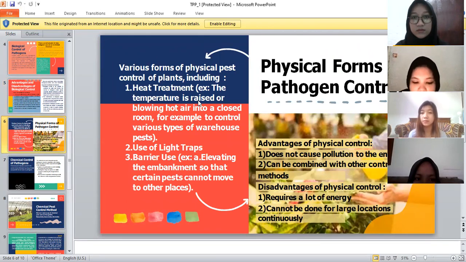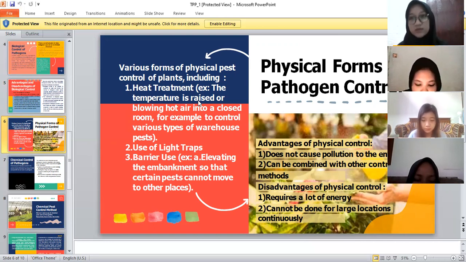Physical control of pathogens. Physical control is a pest control action that uses physical factors such as raising the temperature by burning, lowering the temperature by flooding, solarization, trapping lights, and regulating lights and sound. Physical forms of pathogen control. Various forms of physical pest control of plants, including number 1, heat treatment. For example, the temperature is raised or hot air is blown into a closed room, for example, to control various types of warehouse space.